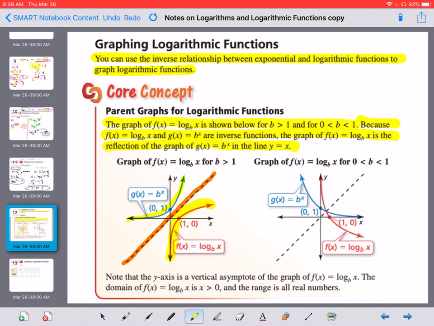And by the way, it also works for logs like the one over here as well. Same idea, reflects over the y equals x line.